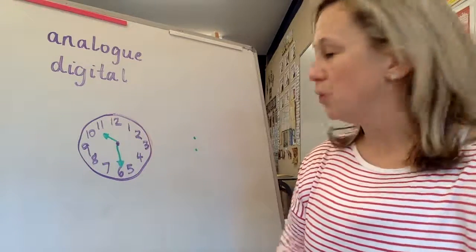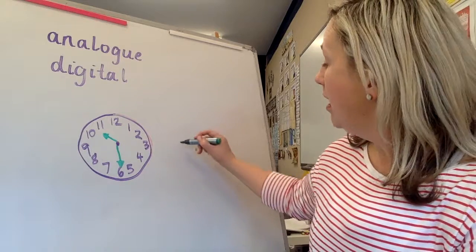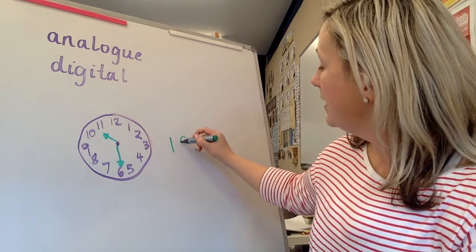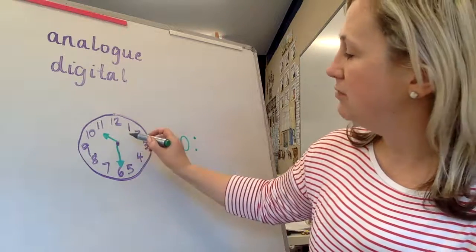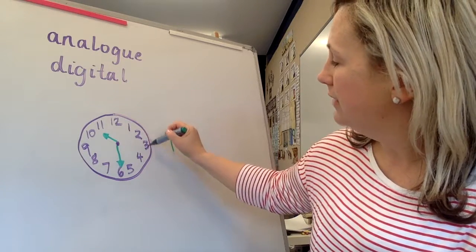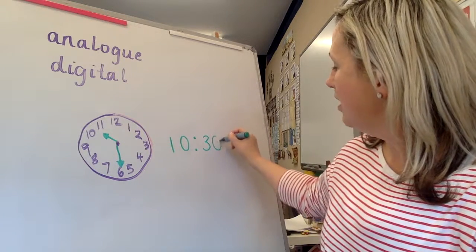And to write it in digital, we have these two columns here that separate the minutes and the hours. I'm going to put the 10 over here for the hours. And how long has that clock hand moved? 5, 10, 15, 20, 25, 30. 10:30.